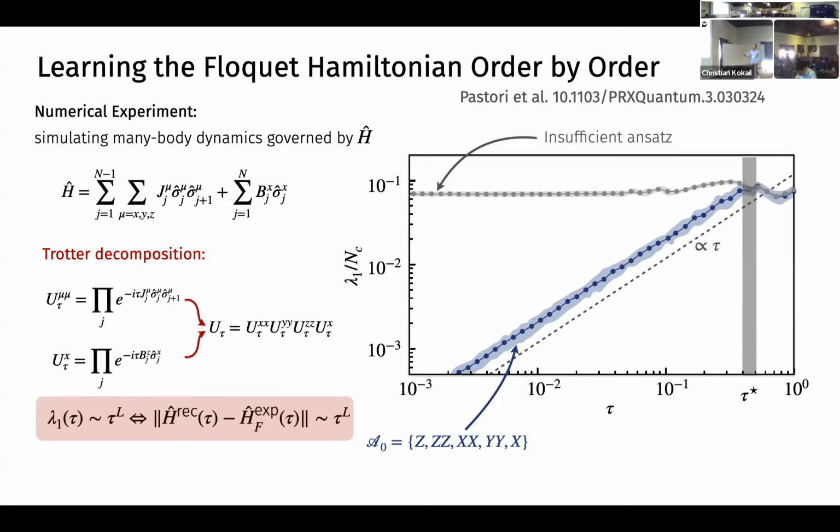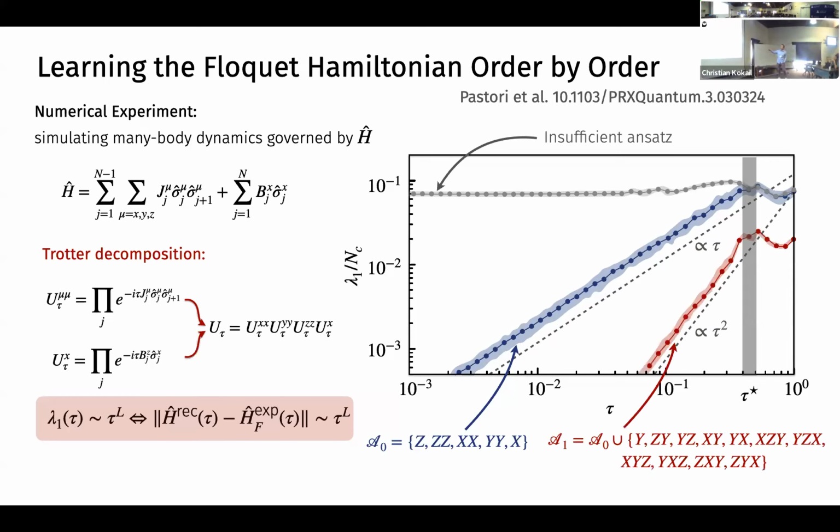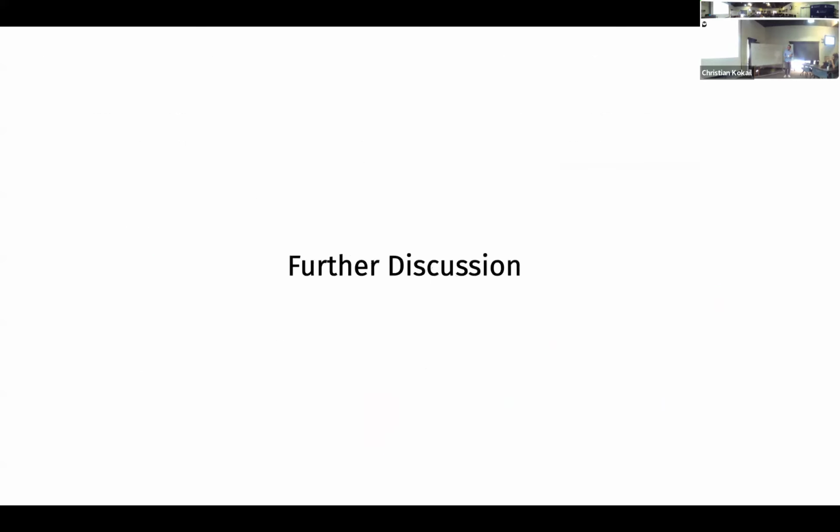What we can show is that you can learn this Floquet Hamiltonian order by order. If you start extending your ansatz and add more and more ansatz terms, then it suddenly starts to scale like tau squared. And we can show that if this error scales like tau to the k, then your ansatz reconstructs all components of this Floquet Hamiltonian up to order k-1. So you can learn this Floquet Hamiltonian order by order.